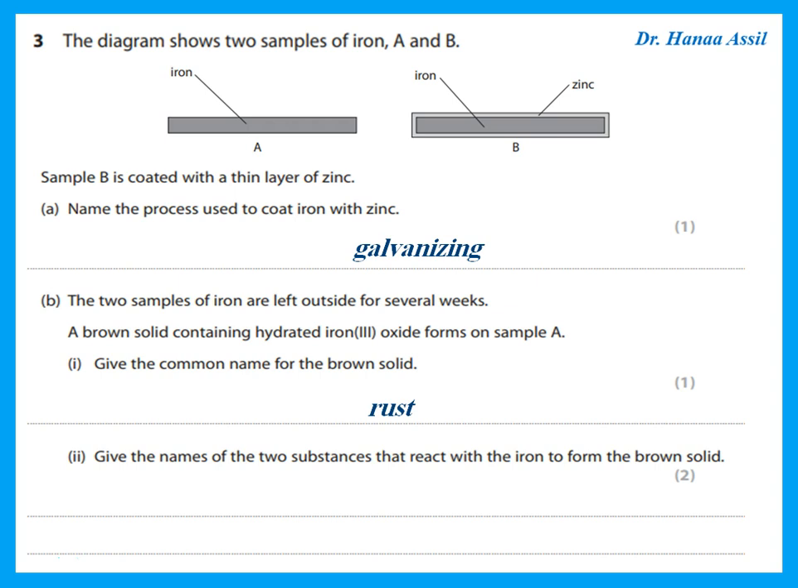And if he's asking for the chemical name of rust, remember the chemical name of rust is hydrated iron 3 oxide. Give the names of the 2 substances that react with iron to form the brown solid. What does iron react with in order to form rust? It has to react with both water and oxygen.